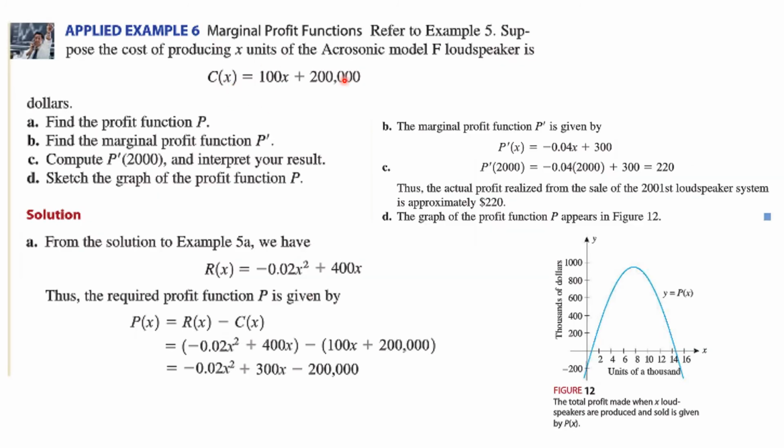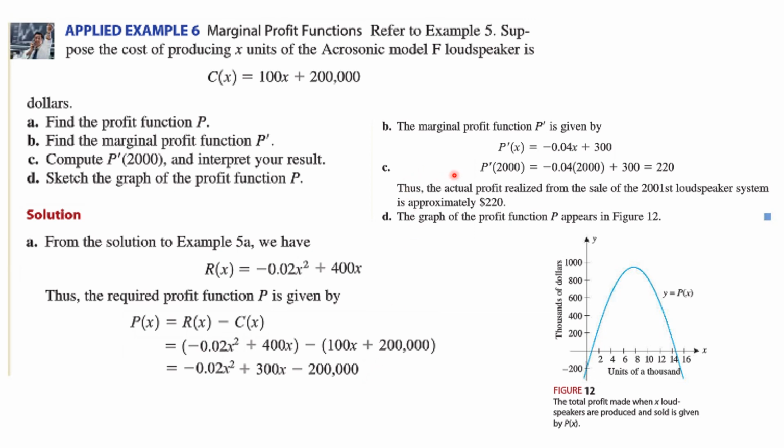So here's an example. Here's your cost function, and we're using the profit function from, I think, example 5. So R of x in example 5 was equal to this. So P of x is equal to R of x, this R of x there, minus the cost function C of x, which is up here. And notice it's minus the whole of the cost function. So we simplify that and we say, oh, P of x is equal to this. And that's the answer to part A.